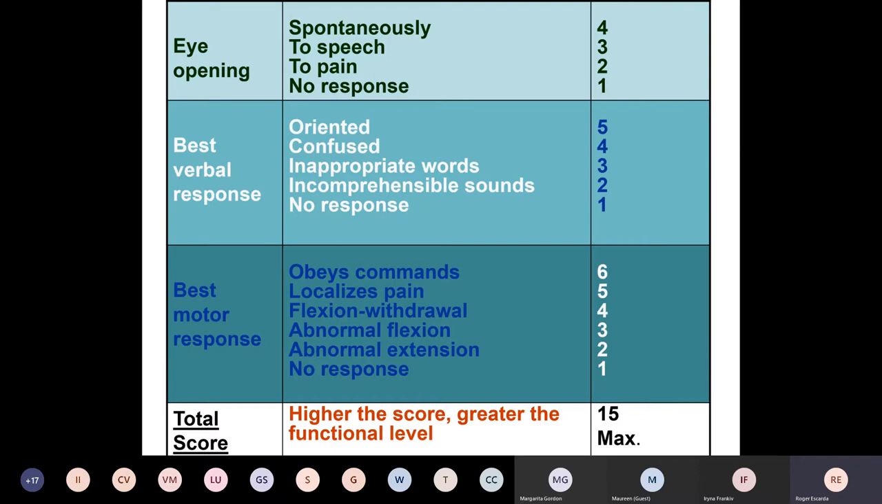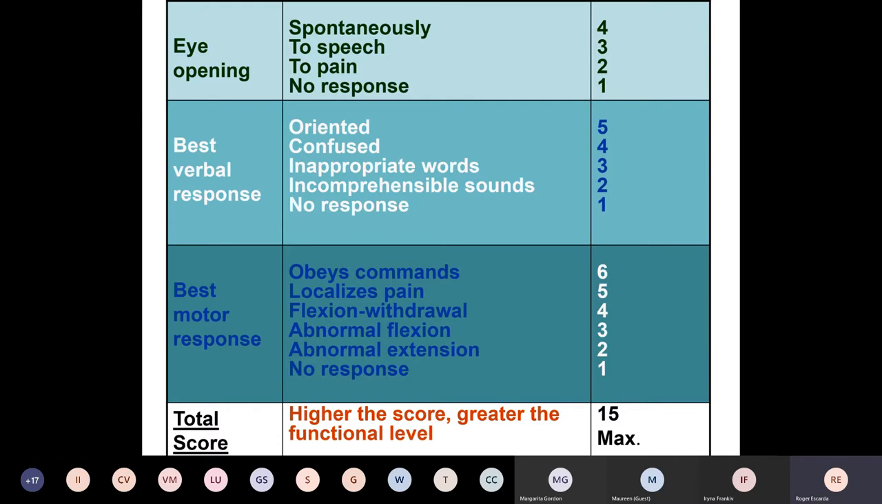Please do not interpret this as someone sleeping. If you're doing this test, you don't do it on a sleeping patient, because if you have to wake them up first, then you might interpret it as a 3. All right, so that's not fair. You don't test the Glasgow Coma Scale the moment you go into the room and they're sleeping, and then they're a 3. Then your score is now 14 instead of 15. So don't do that.